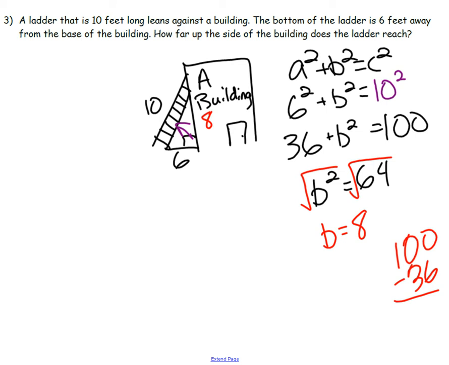We also could have figured that out if you remember when I kept telling you that 3, 4, 5 triangles were going to show up all the time. And 6, 8, and 10 is just 3, 4, 5 times 2. So if you saw 6 and 10, you should be like, oh, well, duh, it's 8.